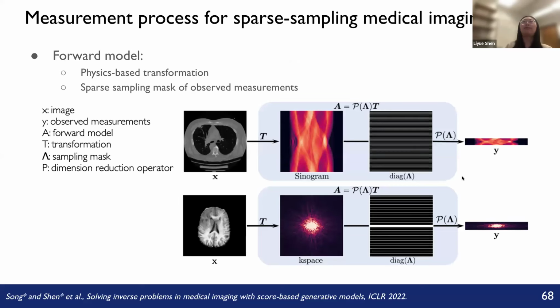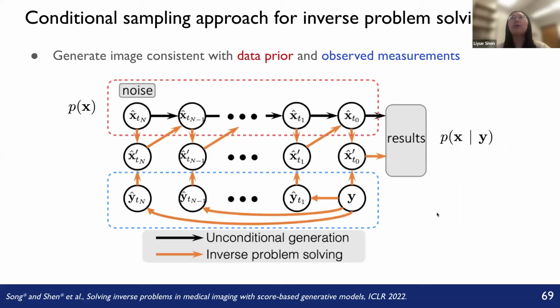So if we assume the forward process that we care about here is, for example in medical imaging, denoted as A, which includes the physics-based transform in CT or MRI, along with the sparse sampling of different view angles or different sampling patterns. Given this known operator A, we are able to design this kind of conditional or posterior sampling approach to solve the inverse problem by combining the data prior from the trained diffusion model together with the observed measurements.